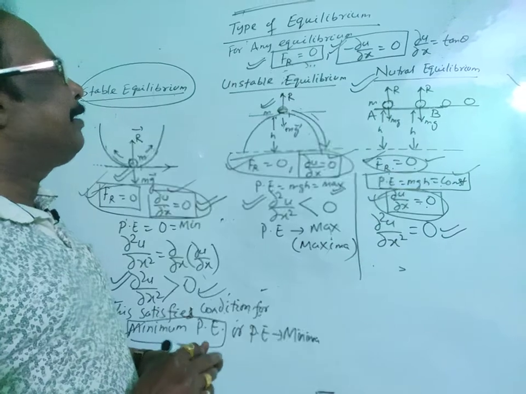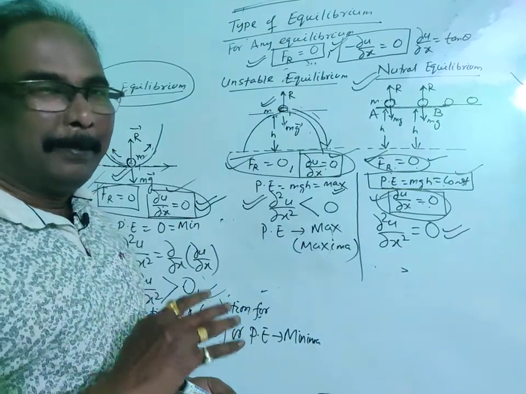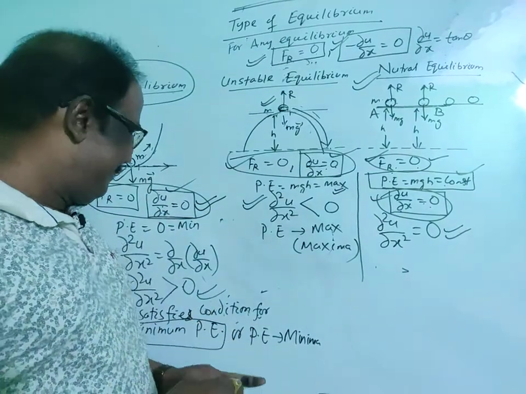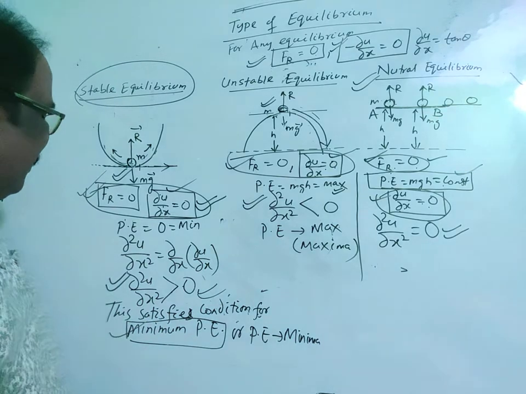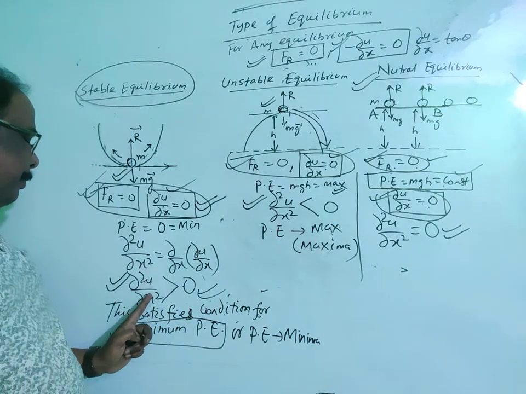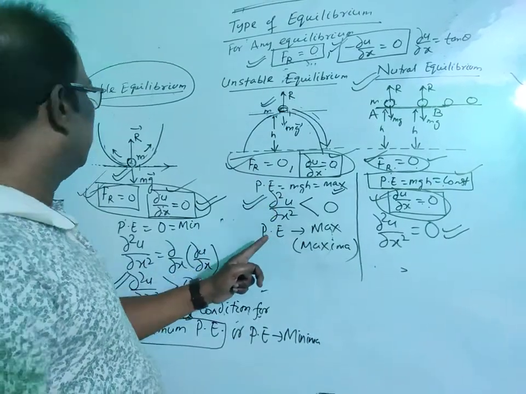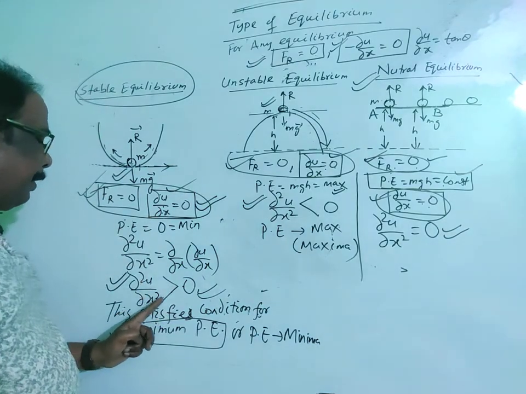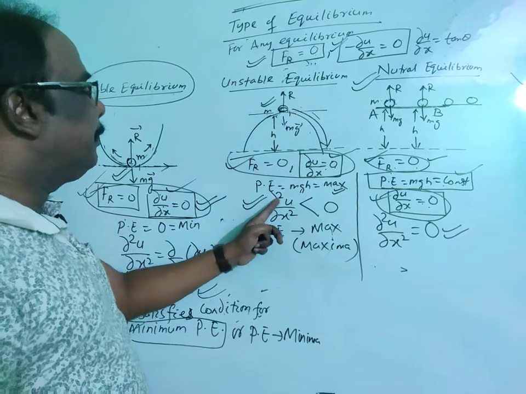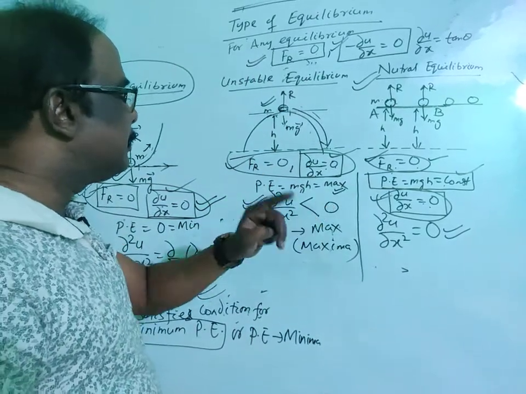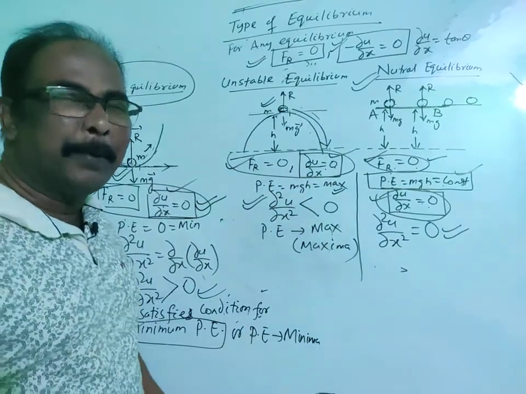Then some fundamental numericals on the basis of these three discussions: stable equilibrium, unstable equilibrium, and neutral equilibrium. For stable equilibrium, d square u by dx square is greater than 0, potential energy is minima. For unstable equilibrium, d square u by dx square is less than 0. If it is less, then potential energy is maximum. This is the basic thought.